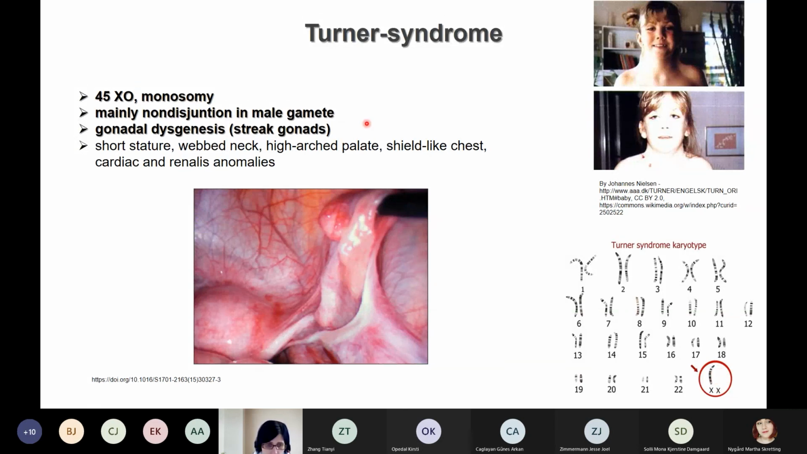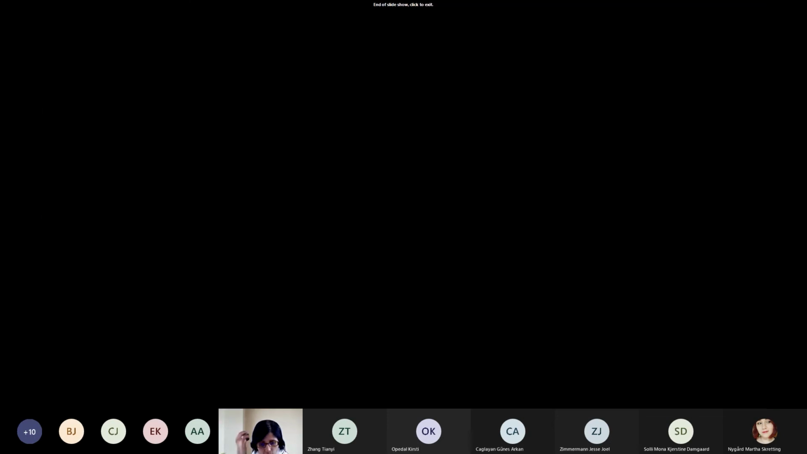So this gonadal dysgenesis is also very important. It is also associated with infertility. And these are the things that I wanted to share with you. Thank you for your attention.